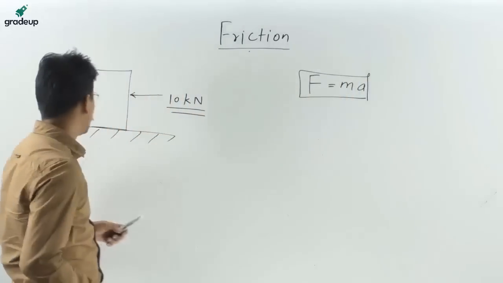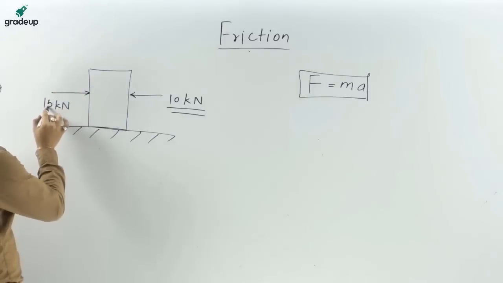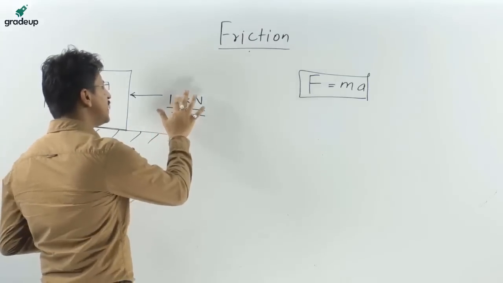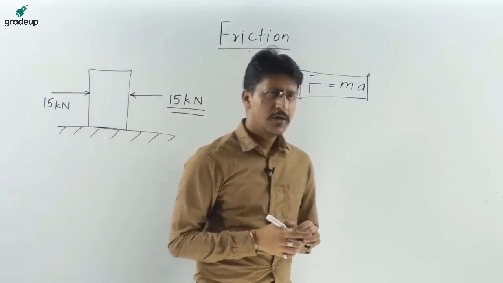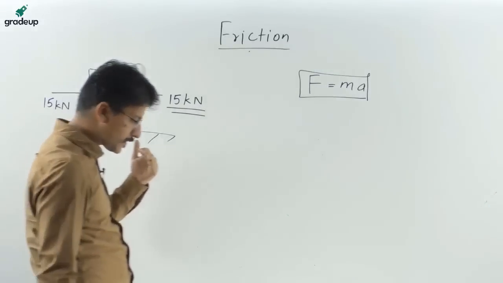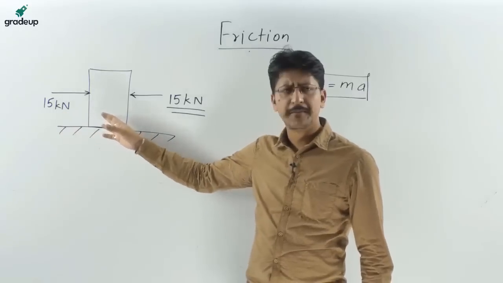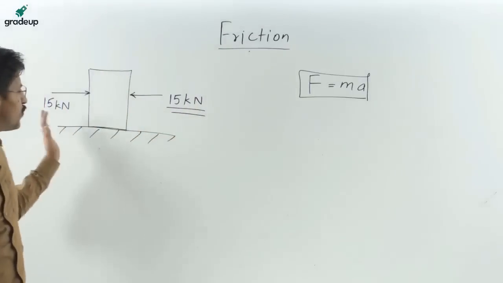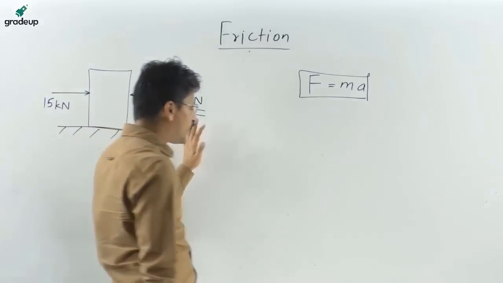Okay, so what do we do next? We increase this load to, suppose, 15 kilonewton, but still the body is not moving. That means there is still a resisting force of 15 kilonewton. We have increased this force by some means: earlier 4 people were pushing, in the case of 10 kilonewton, but now 6 people are pushing, so the applied force has increased to 15 kilonewton. But how has this resisting force increased?